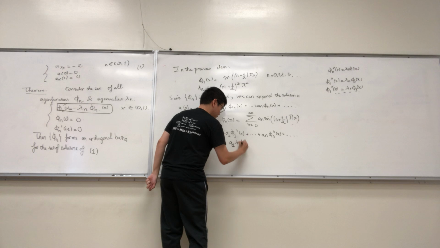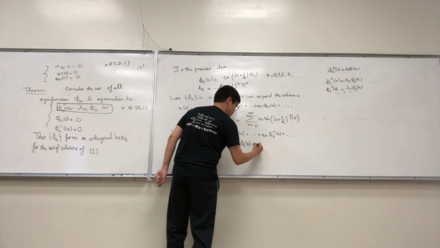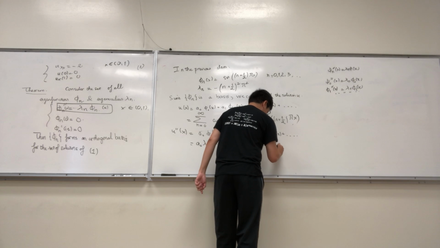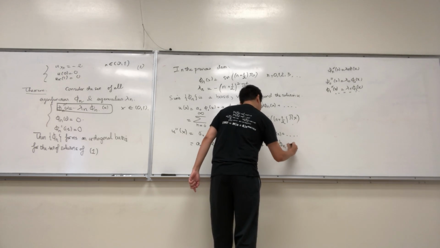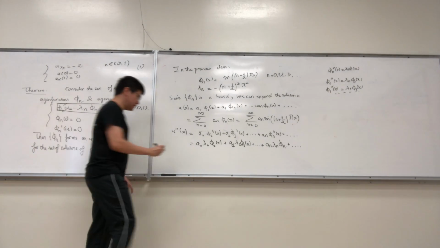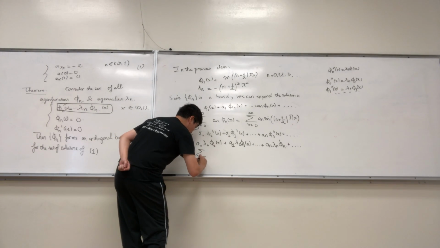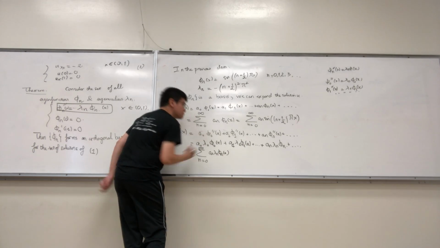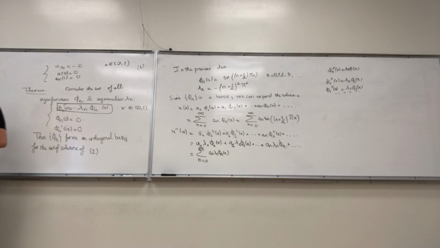lambda1 phi1 of x plus an lambda n phi n. It's good. And I can write this in the abstract form, which is the sum with n going from 0 to infinity of an lambda n phi n of x. Questions? Is it clear? I will explain again.